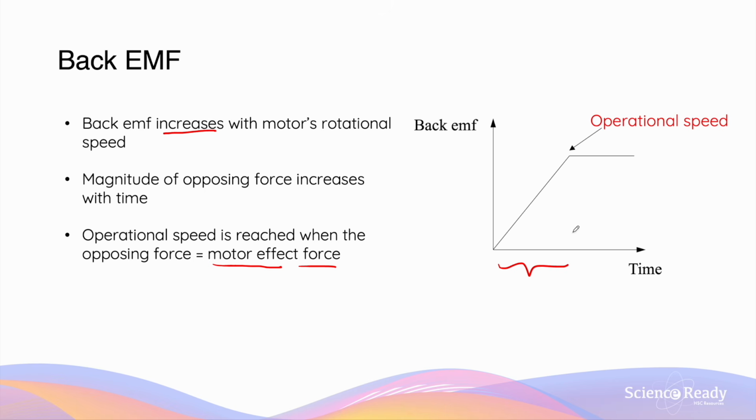So after some time, when the opposing force due to the back EMF balances the motor effect force, the rotational speed of the motor will become constant as there's no longer a net torque acting on it, and this is when the motor reaches its operational speed. Because the speed of the motor determines the rate at which the flux is changing, the back EMF will no longer increase and it will stay at a certain value.